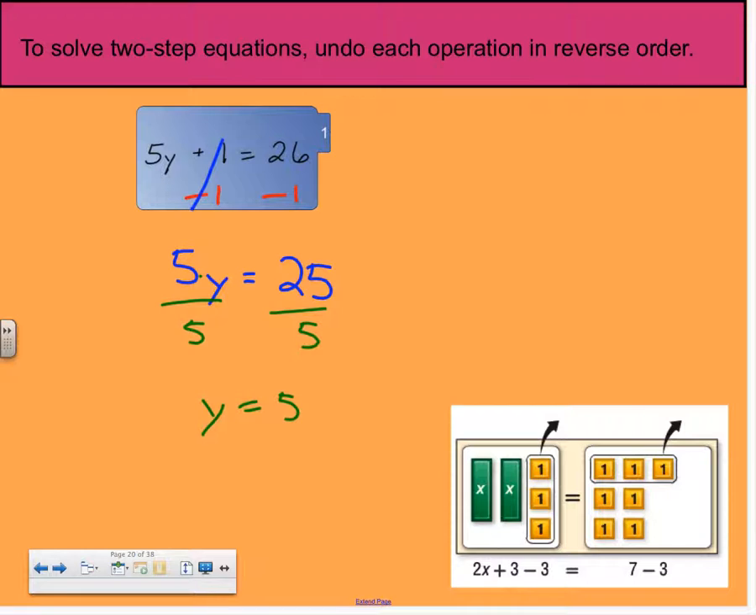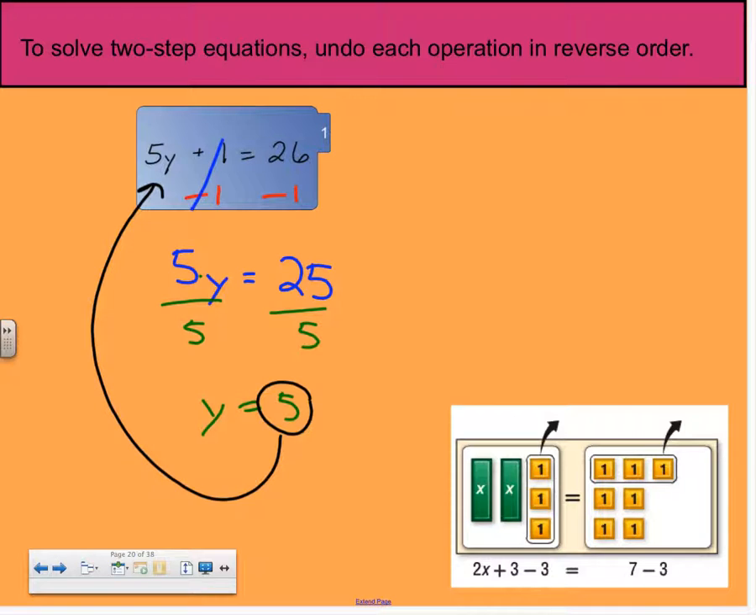Once again, put it back in. This one's kind of easy to do, right? Because we can do 5 times 5 is 25, plus 1 is 26. We know that we got it correct. All right, so that is the method using symbols, okay? This would be the most common way that you're going to do it, all right?